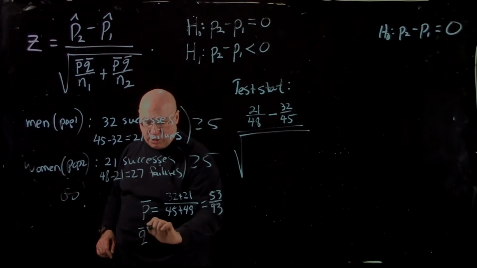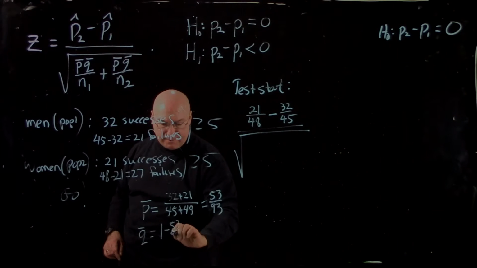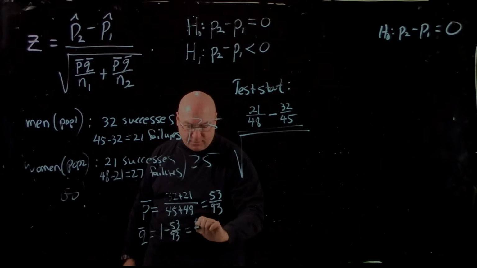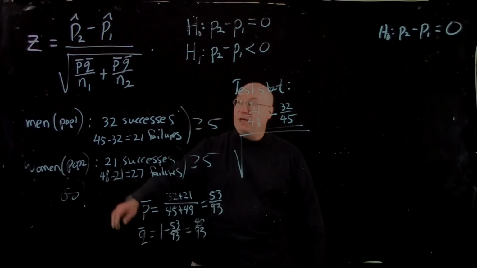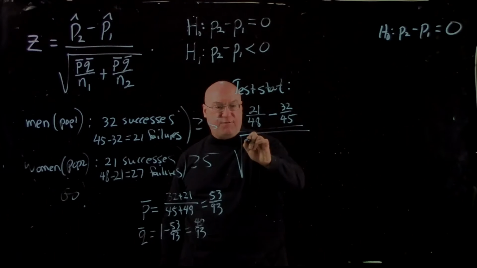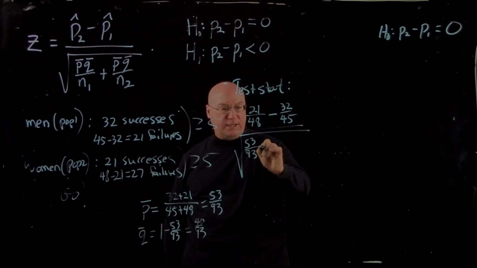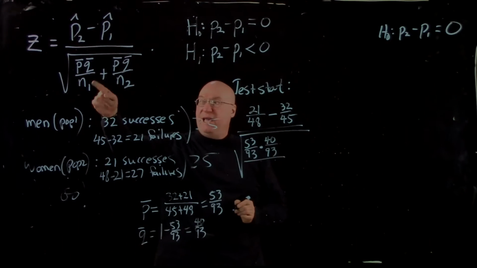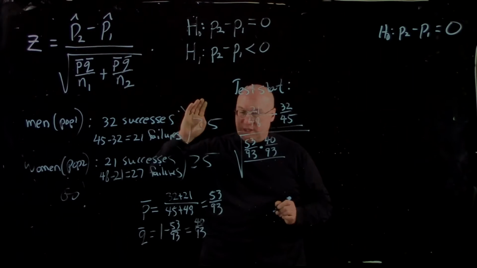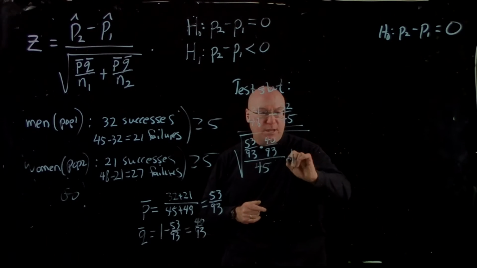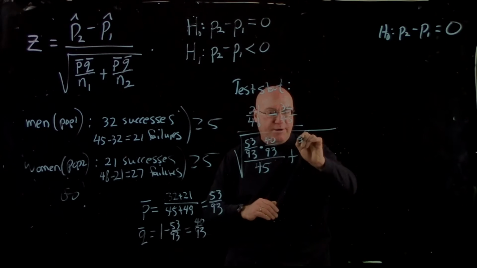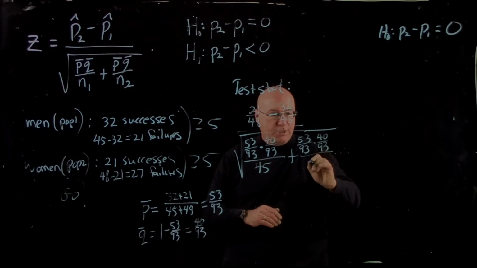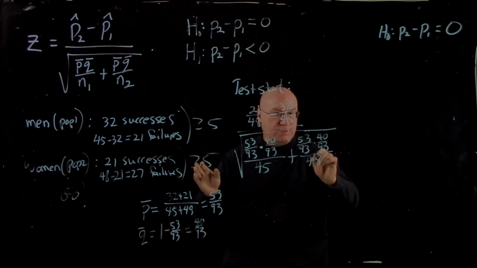So what is Q bar? It's 1 minus that. 93 over 93 minus 53 over 93 is 40 over 93. So I'm going to have P bar times Q bar, which is 53 over 93 times 40 over 93, and all of that divided by n1, sample size 1, which was 45, plus the same numerator, 53 over 93 times 40 over 93, all divided by n2, the second sample size, which was 48.